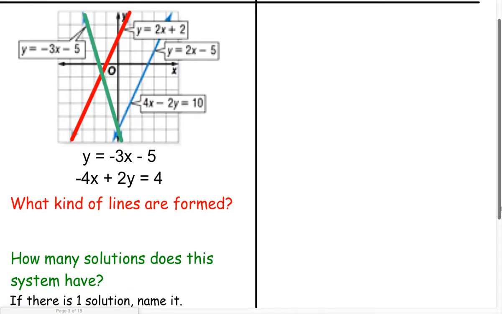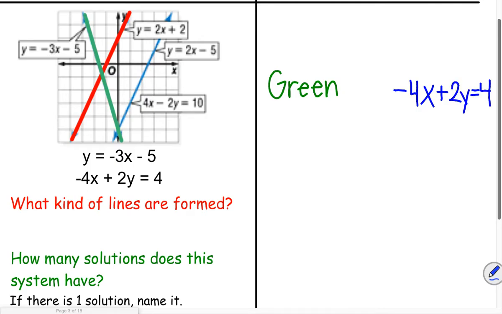All right. Same type of thing, except this time we're going to look at two different lines. So now we need to look at y equals negative 3x minus 5 again. So that was our green line. And we're going to look at negative 4x plus 2y equals 4. Now you'll notice that equation isn't listed on our graph at all. So what we're going to need to do is make it look like one that is on there by getting it into slope-intercept form. So off to the side, I'm going to write negative 4x plus 2y equals 4.